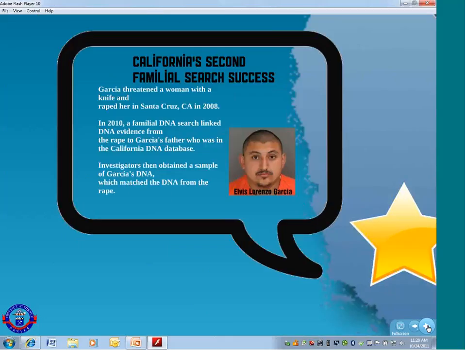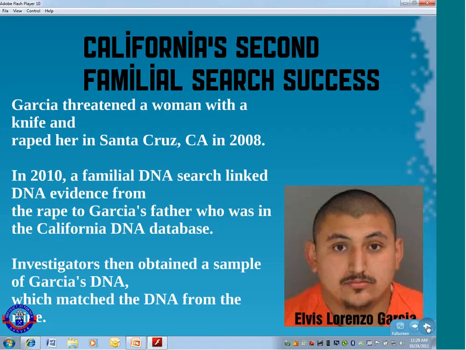You saw about the Grim Sleeper and Lonnie Franklin. California has had their second success, a woman that was raped at knife point in Santa Cruz in 2004. A familial search led to his father, who was in the California database, and investigators obtained a sample from him that matched the sample they got from the rape.